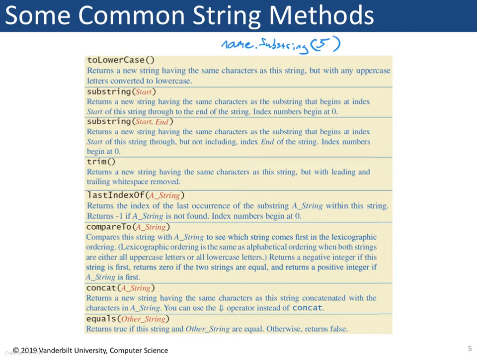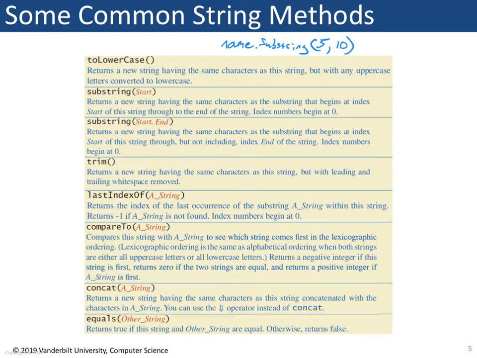Substring has a variant which allows you to define the start and end. So let's say we didn't want to have just a start point and get everything after that. We wanted to be able to extract something from the middle. Well, then we would define both the start and end. So we could say name dot substring, and then we're going to start at the character with the index 5, and we're going to go to the character with the index 10. Notice it does not include character 10. So technically this would return characters 5, 6, 7, 8, and 9.